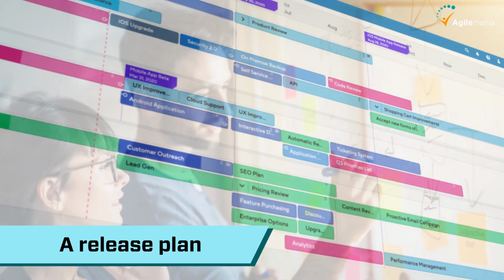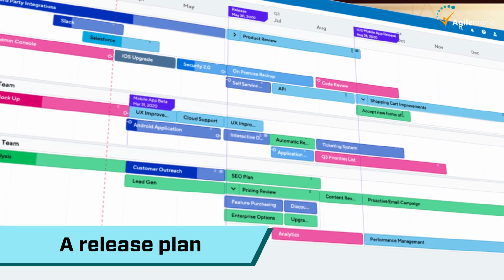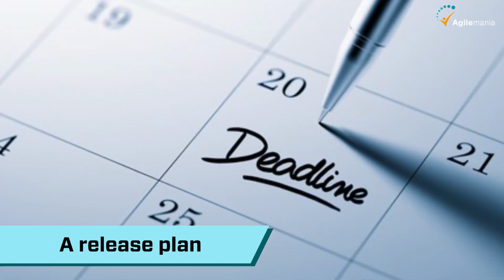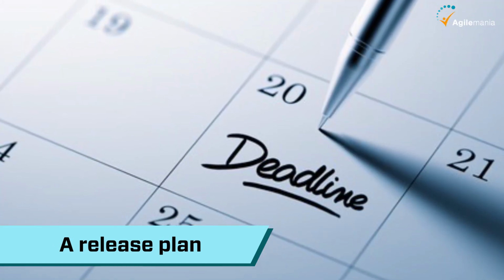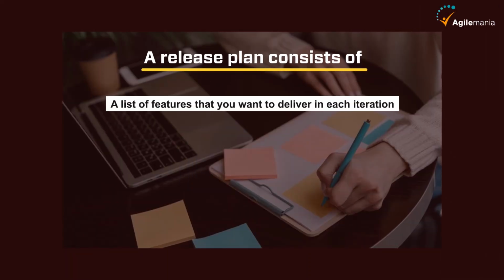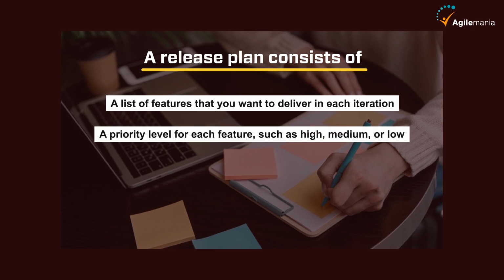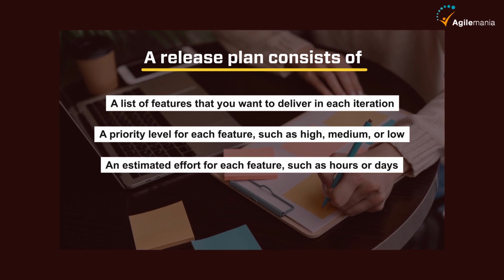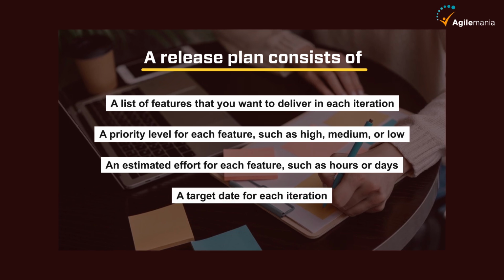A release plan helps you to align your work with the customer's needs and expectations, as well as to set realistic goals and deadlines. A release plan typically consists of a list of features that you want to deliver in each iteration, a priority level for each feature, such as high, medium, or low, an estimated effort for each feature, such as hours or days, and a target date for each iteration.